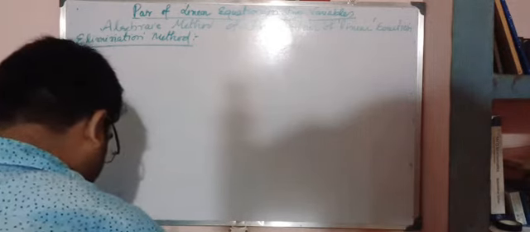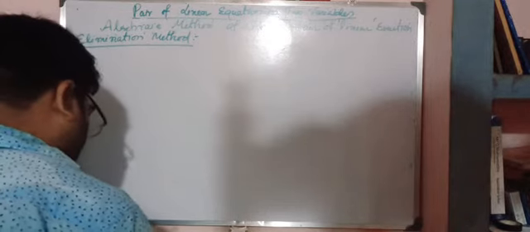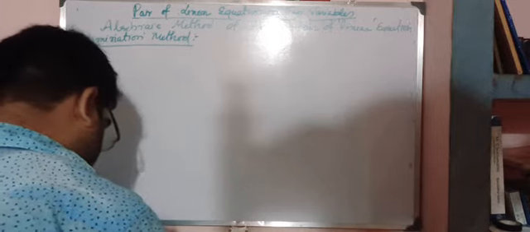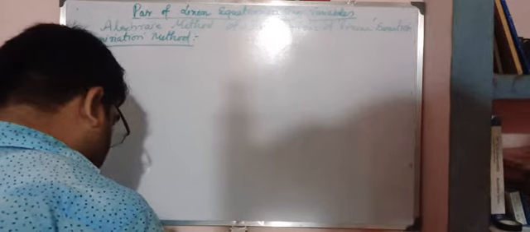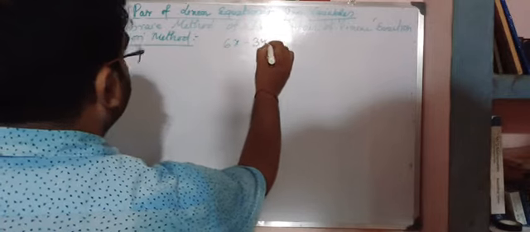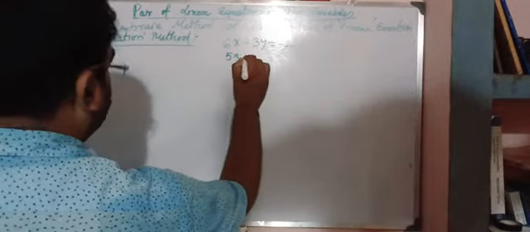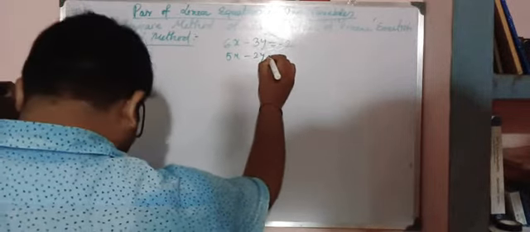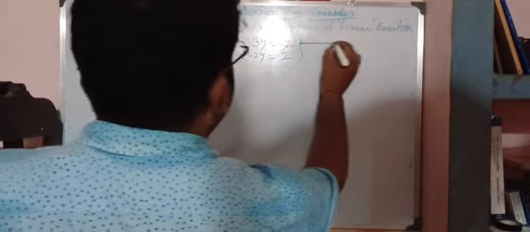What is the elimination method? Suppose we are taking a pair of linear equations in two variables: 6x minus 3y equal to minus 2, and 5x minus 2y equal to 2. This is my equation number 1 and this is equation number 2.